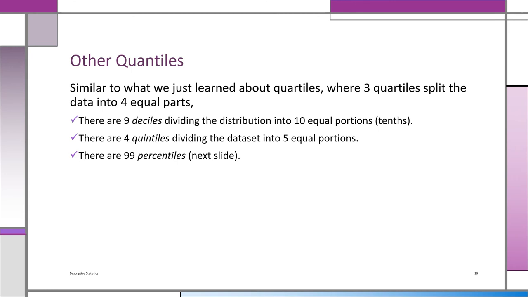Percentiles is going to be the next slide. You need 99 cuts. Imagine it's a long chocolate bar and you need 99 cuts, and guess what? You have 100 equal pieces.